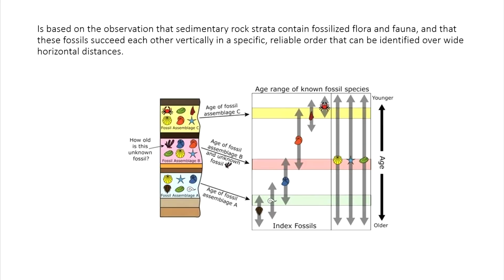Moving on to the law of faunal succession. It is based on the observation that sedimentary rock strata contain fossilized flora and fauna, and that these fossils succeed each other vertically in a specific reliable order that can be identified over wide horizontal distance.